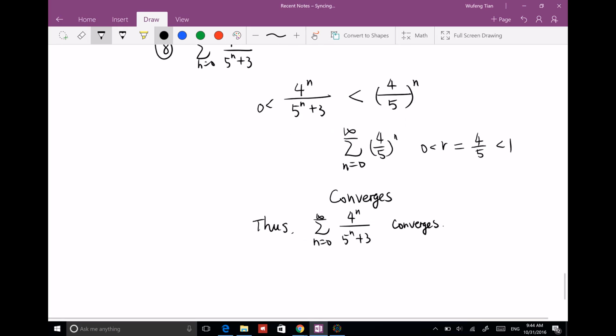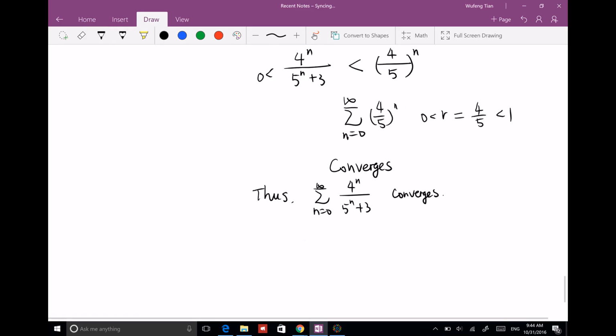Okay, so number 9. The sum from n equals 2 to infinity of ln n over n plus 1.